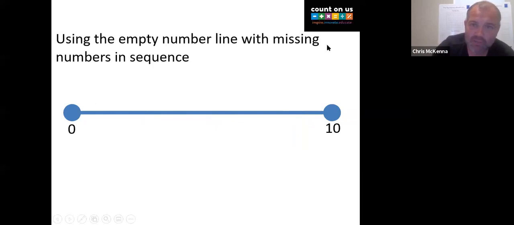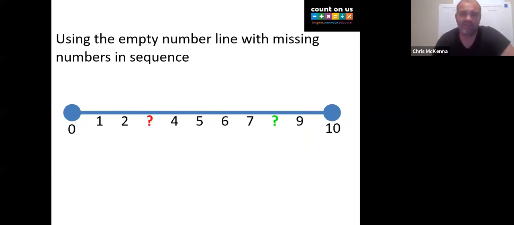So again, we've got 0 and 10. And this time we might just have some missing numbers in place. So what is the number missing here? The red question mark. What is the number missing here? The green question mark. So this one here is 3. This one here is 8. Next one.